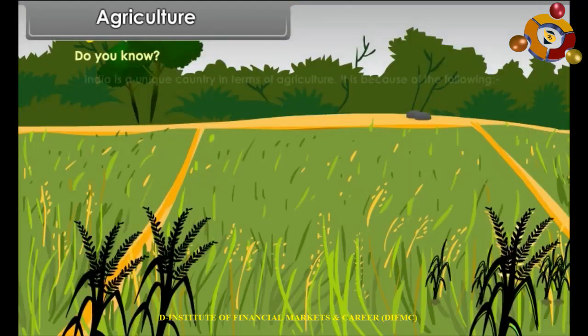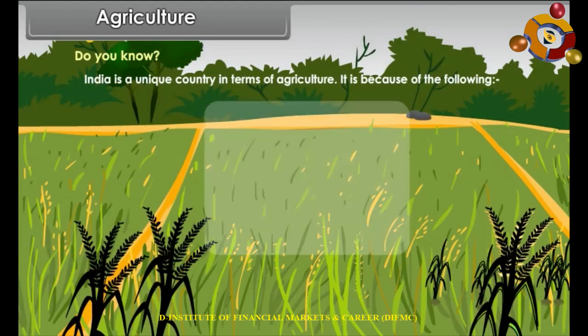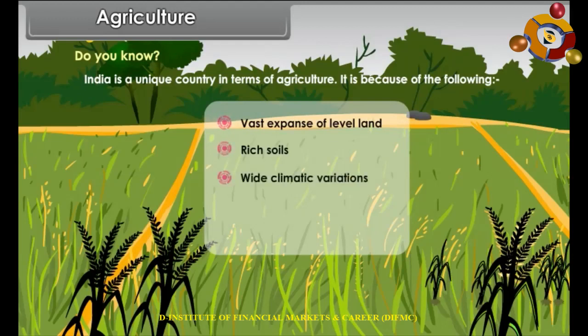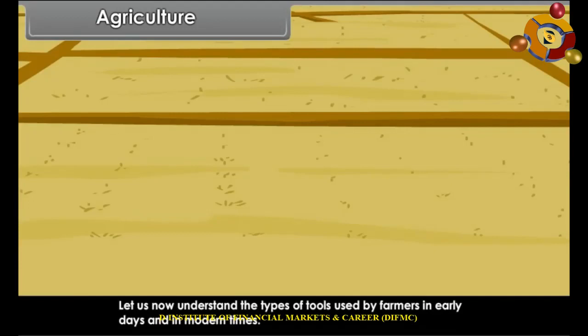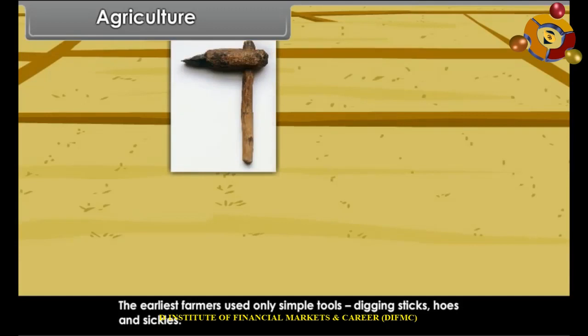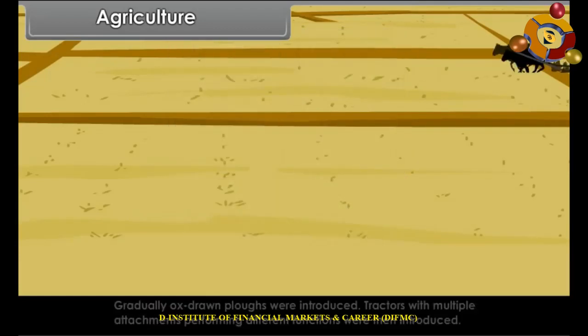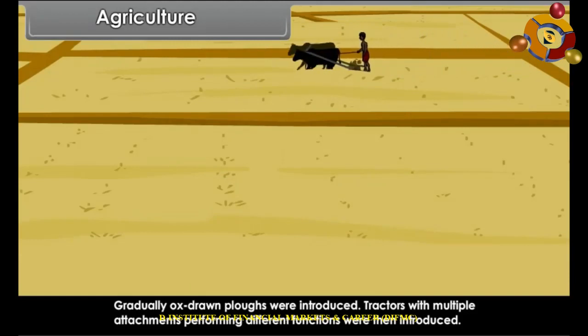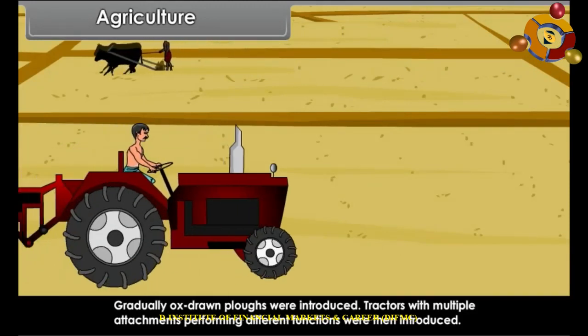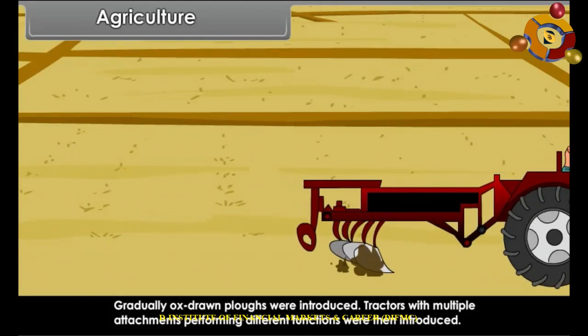Do you know, India is a unique country in terms of agriculture. It is because of the following: vast expanse of level land, rich soils, wide climatic variations, ample sunshine, and long growing season. Let us now understand the types of tools used by farmers in early days and in modern times. The earliest farmers used only simple tools: digging sticks, hoes and sickles. Gradually, ox-drawn plows were introduced. Tractors with multiple attachments performing different functions were then introduced.